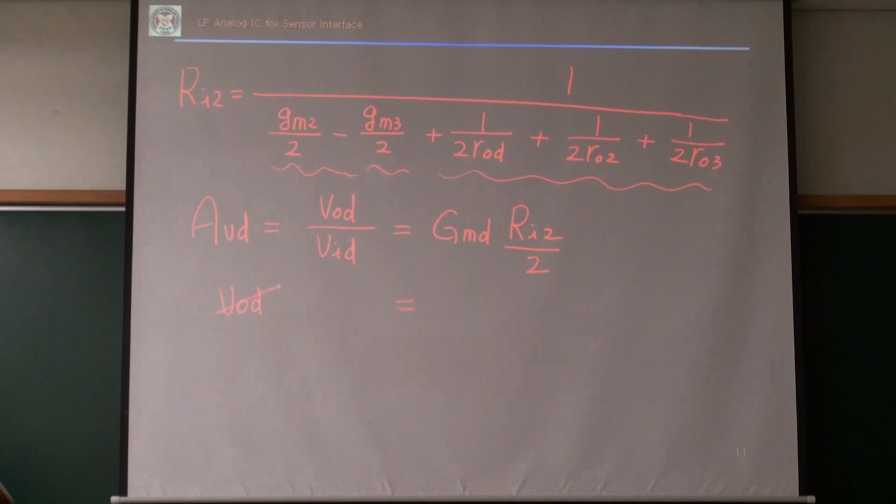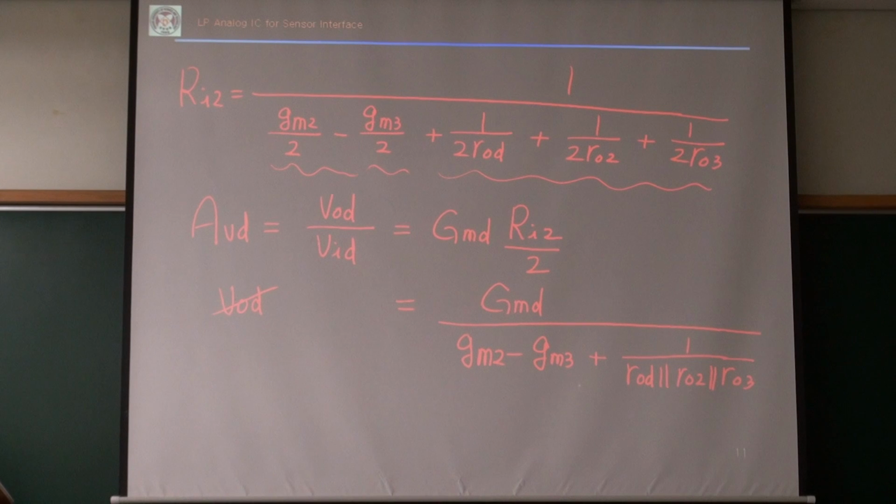So the gain is, let's see, half of GMD, GM2, GM3. Those two will be eliminated, and all those things, ROD parallel RO2 parallel RO3, inverted. This will be my voltage gain. I think there should be some negative. Question. This is my differential voltage gain.